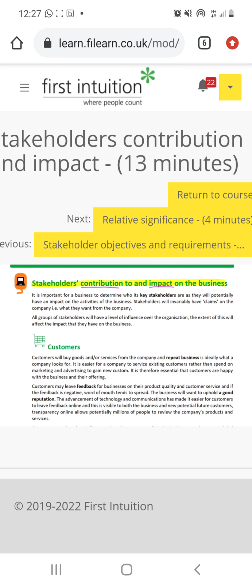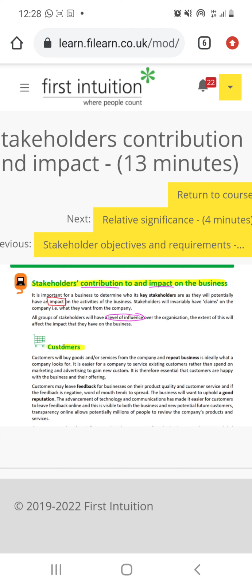It's important for a business to determine who its key stakeholders are, as they will potentially have an impact on the activities of the business. Stakeholders will invariably have claims on the company. For example, what they want from the company. All groups of stakeholders will have a level of influence over the organisation. The extent of this will affect the impact that they have on the business.